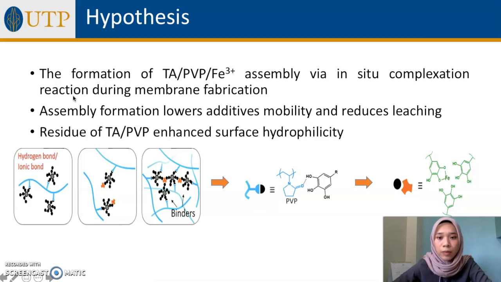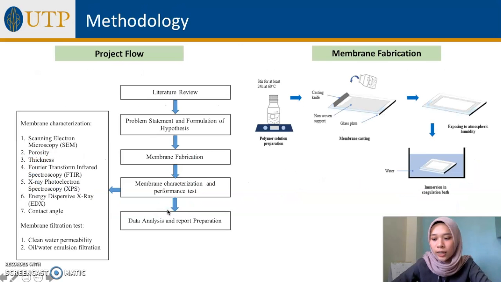Shown in the diagram, as we can see here, the blue component is represented by PVP, the black one is the TA, and the orange component is iron 3+. So as you can see here, they form complexation, which will fix the TA and PVP into the membrane matrix. So moving on, I'm going to explain the methodology.